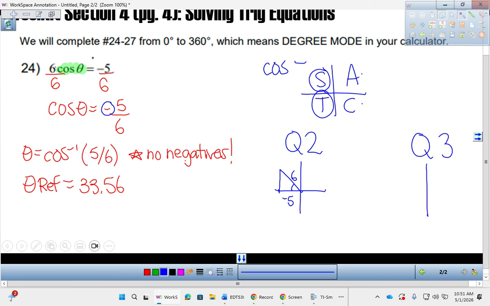I could similarly make a triangle in quadrant 3. So some angle in quadrant 3, where I make that reference triangle, and the adjacent side is -5, and the hypotenuse is 6. Both of those triangles went to the left, so the x is negative. The hypotenuse is 6. You okay with that?